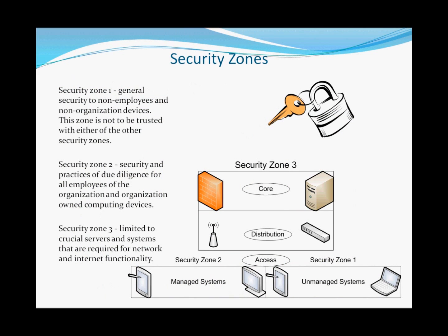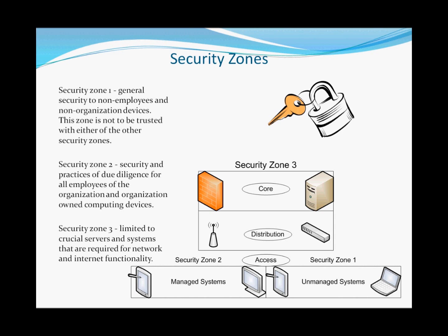This chart details the security zones that are to be implemented. Security 1 is the unmanaged systems. It is to provide general security to non-employees and non-organization devices. This zone is not to be trusted with either of the other security zones. It is to be completely separate at all times.